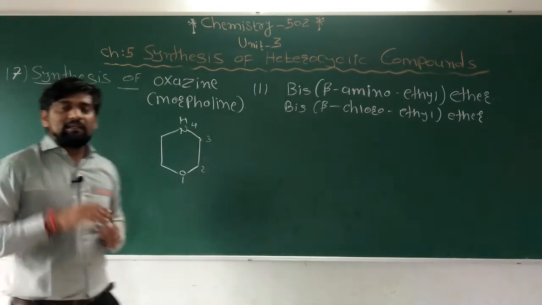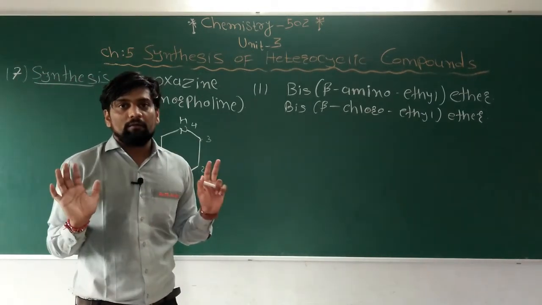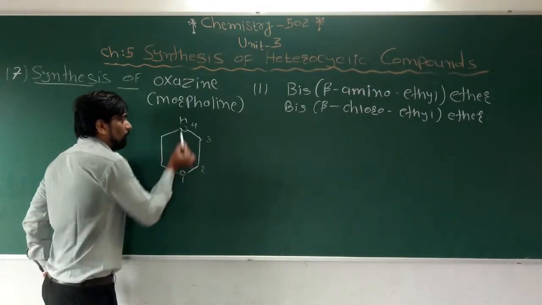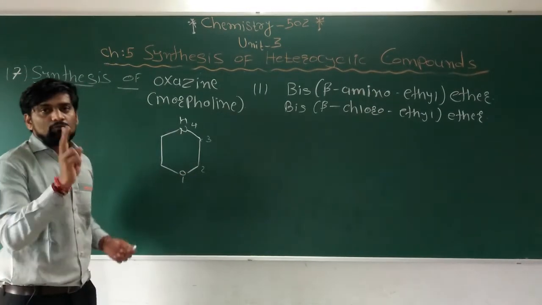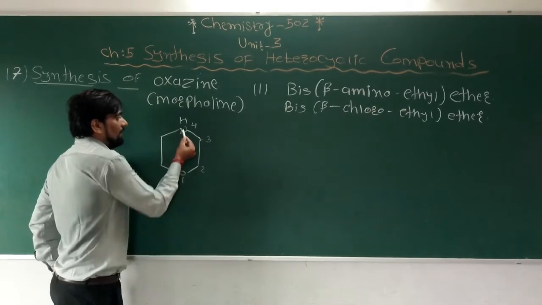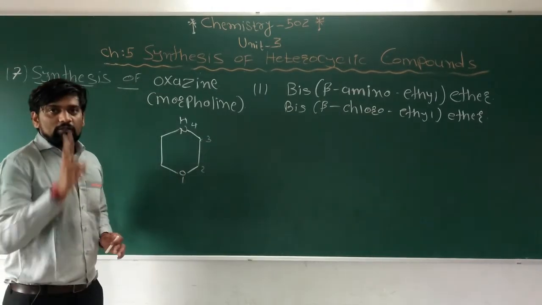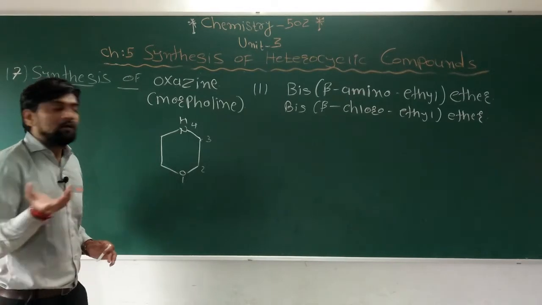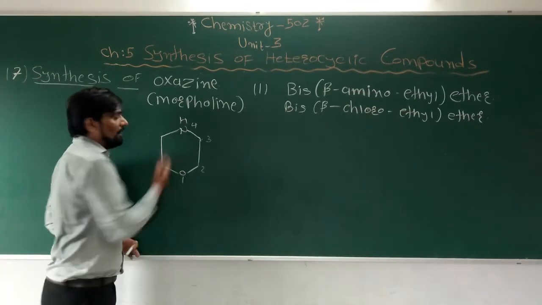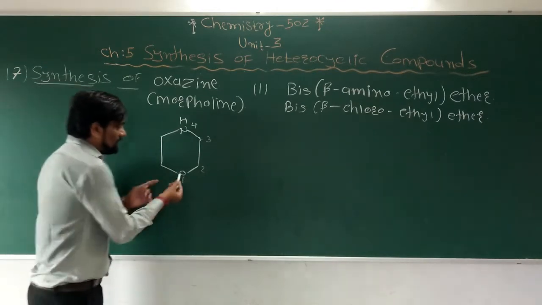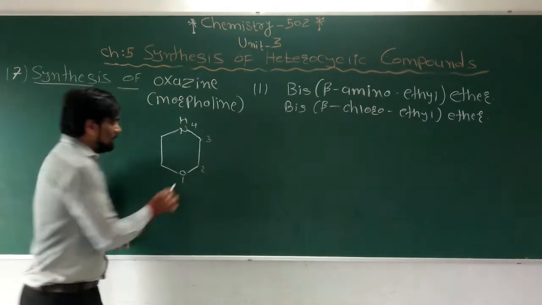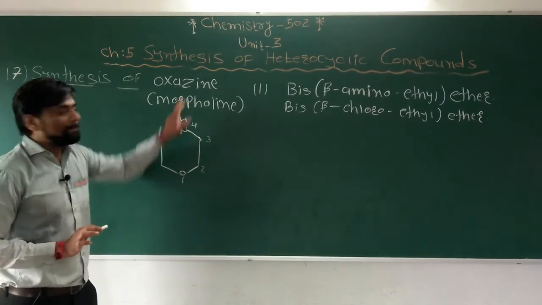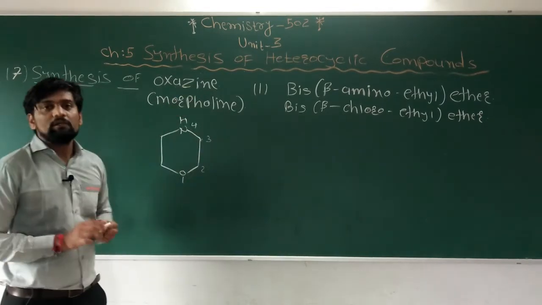This oxazine has many isomers, depending on the position of the heteroatom. Here there are 2 heteroatoms, one is oxygen and another is nitrogen, so it is a heterocyclic compound containing two heteroatoms. These heteroatoms are at positions 1 and 4. That's why it is known as tetrahydro 1,4-oxazine. It is also known as morpholine.